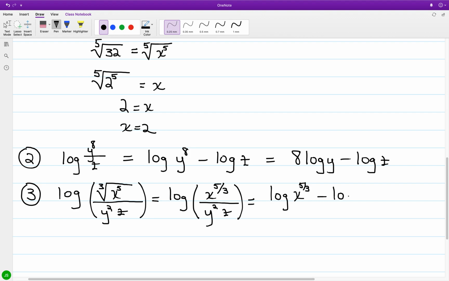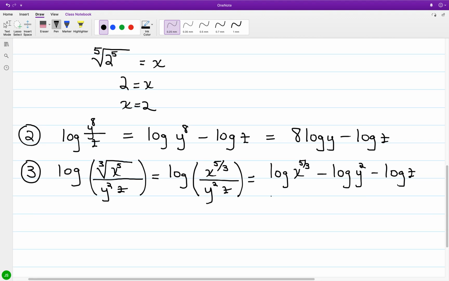So here we're going to have negative base 10 logarithm of y squared, followed by a negative base 10 logarithm of z. And writing exponents as coefficients, for the final form we have 5/3 the base 10 logarithm of x minus 2 times the base 10 logarithm of y, and we have minus the base 10 logarithm of z.